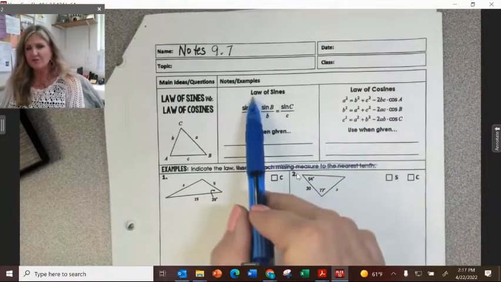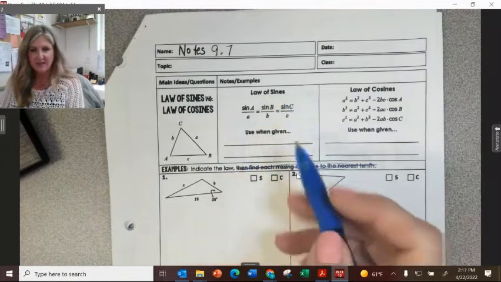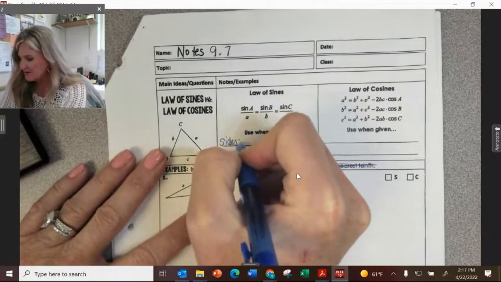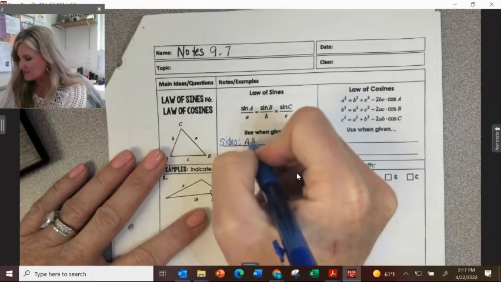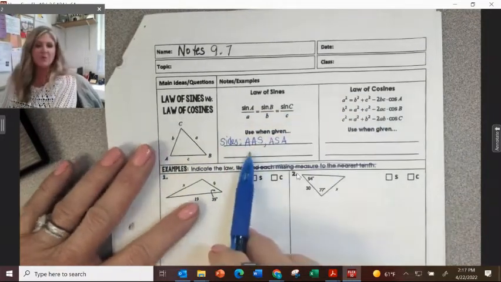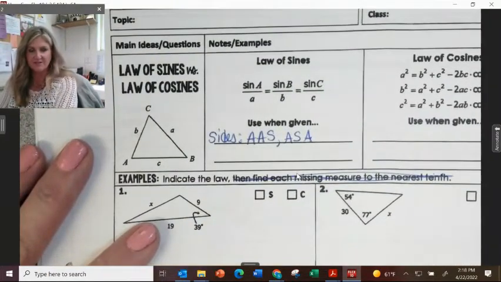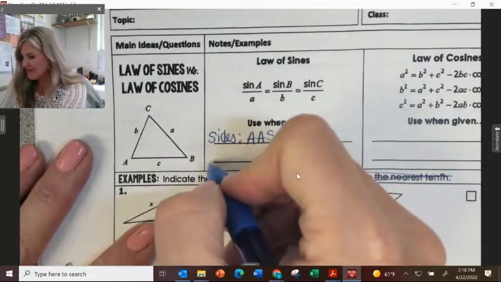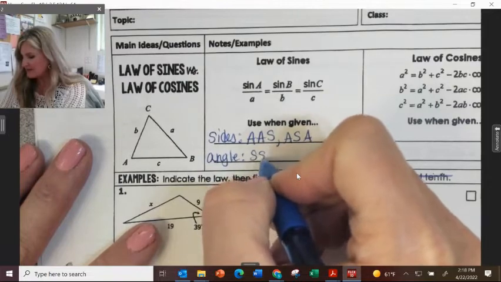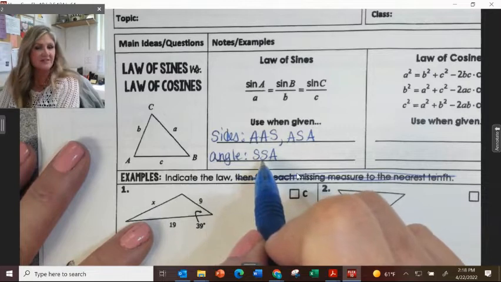Well, when we first learned the law of sines, we talked about the times when you can use the law of sines. If we're trying to find sides, and we have angle, angle, side, or if we have angle, side, angle, that's when we're going to want to use the law of sines. Those two situations. If we're trying to find an angle, and we've got side, side, angle, then we can use the law of sines in this situation.